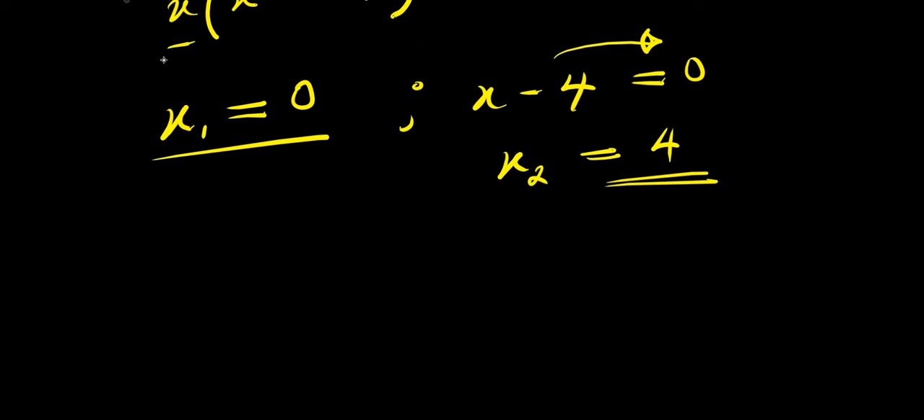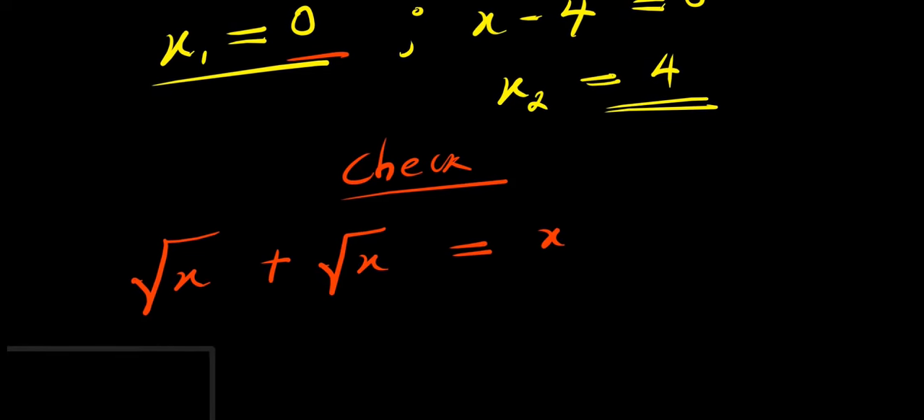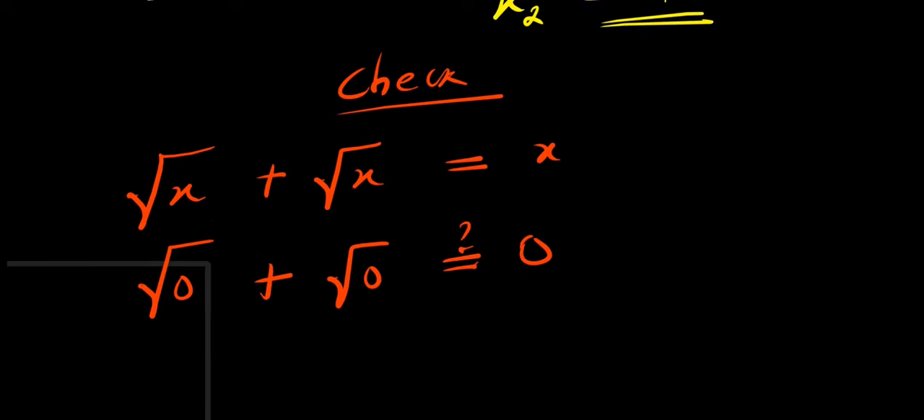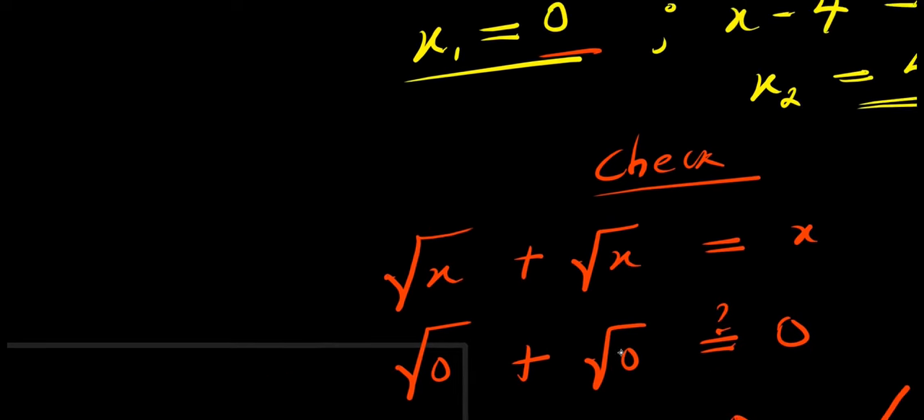I can decide to check. For each of these solutions, I have square root of x plus square root of x equals x. Let's start with when x equals 0. That means I have square root of 0 plus square root of 0 equals 0? Square root of 0 is 0 plus square root of 0 is 0, and this equals 0. Impressive, that is correct.